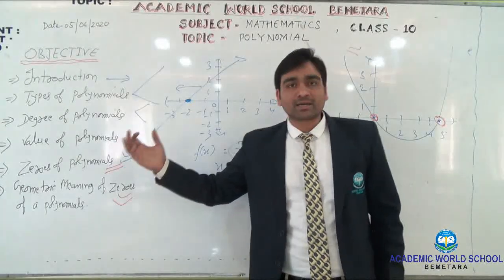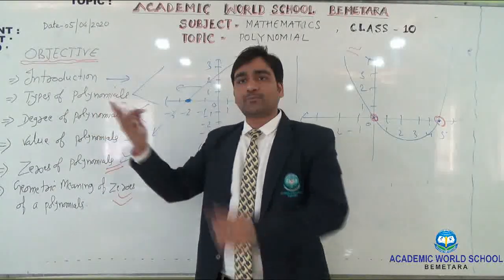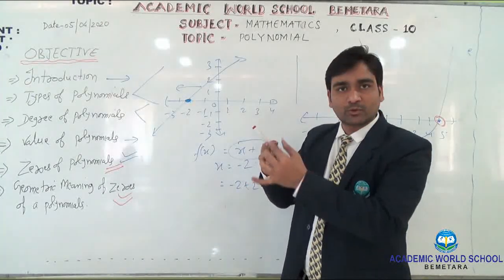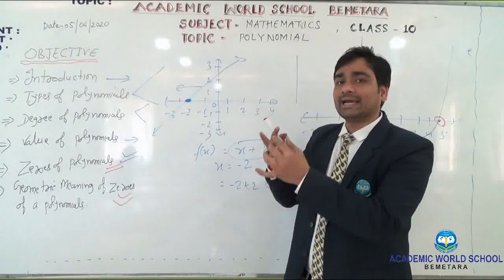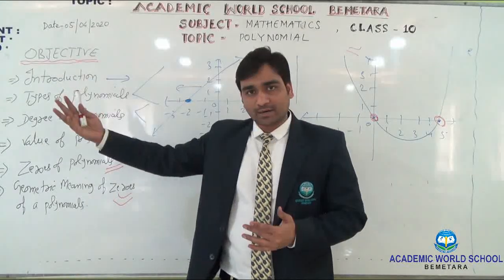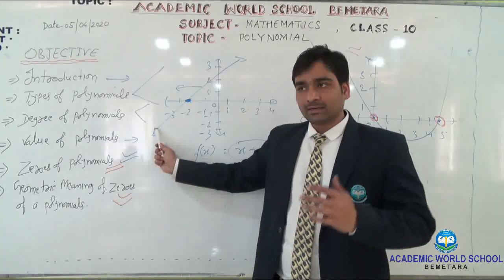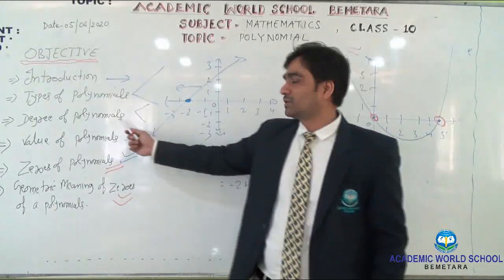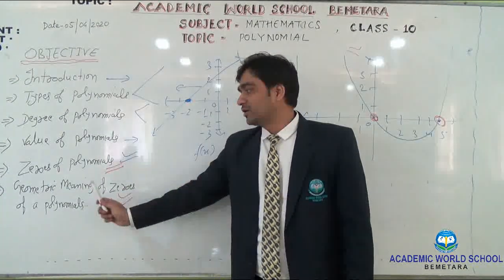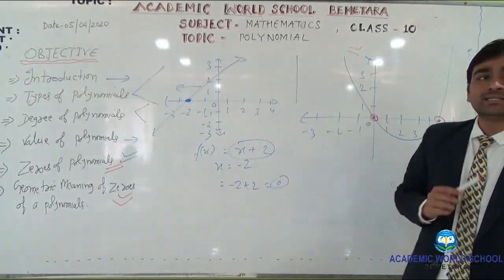So today in this session we have covered the introduction part, as we studied in class 9, and the types of polynomials: non-zero constant polynomial, zero polynomial, linear polynomial, quadratic, cubic and biquadratic. Then we studied the degree of the polynomial. The highest power of the polynomial is known as the degree of the polynomial. Then the value of the polynomial: if we substitute any value of x in a polynomial, whatever we get shows the value of the polynomial. Then the zeros of the polynomial, and this last topic, the geometric meaning of the zeros of the polynomial.